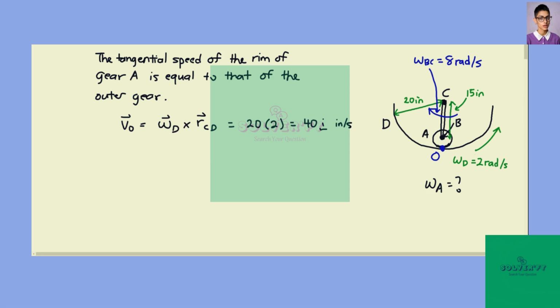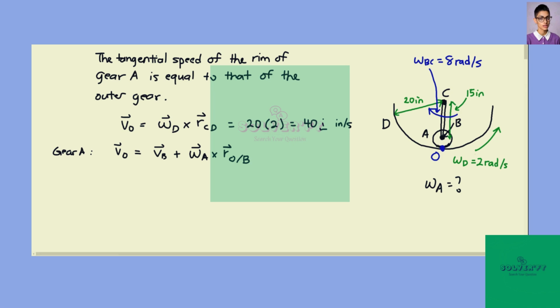So this is 40 i inches per second. And then if you look at this diagram, you can also see that VO for gear A is VB plus omega A cross the position of point O relative to B. Omega A is just the angular velocity of gear A.